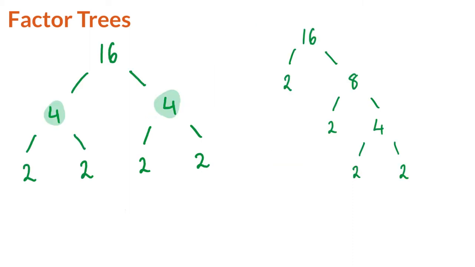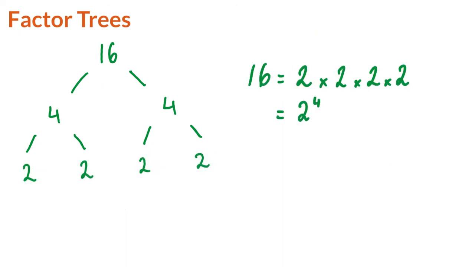Here's another factor tree for 16. Instead of splitting into 4 and 4, we used 2 and 8 to start. Even though we started with a different pair, the prime factors at the end of the branches are still the same. We then express 16 as a product of its prime factors. 16 is equal to 2 times 2 times 2 times 2, and this can be written in index form as 2 to the power of 4, as 2 is multiplied by itself 4 times.